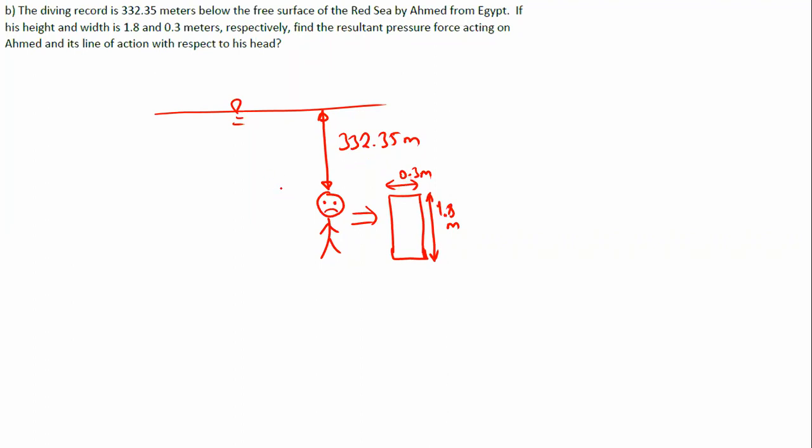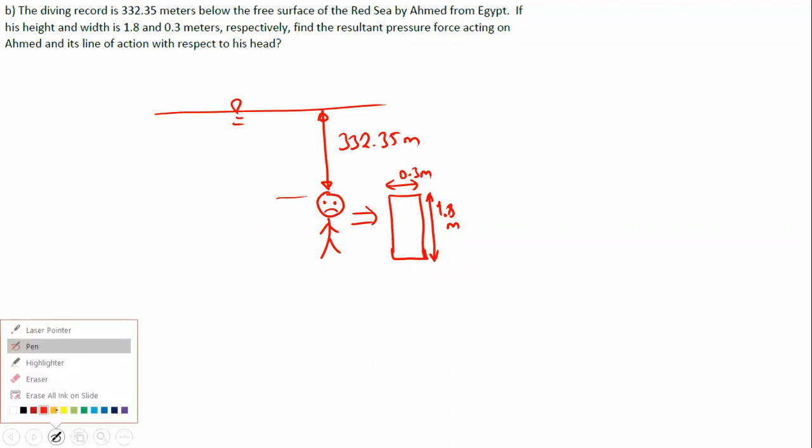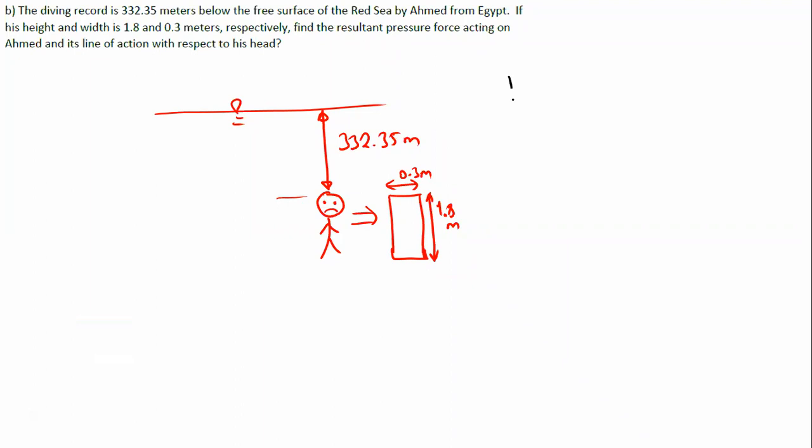What is the resultant pressure force? And its line of action with respect to its head. Okay, now, instead of concentrating on the line of action of the force with respect to the free surface, now we are interested in where it acts with respect to its head. Now let's first solve the question and first find the resultant force. The resultant force, if you remember, I said that it is rho g hc times the area.